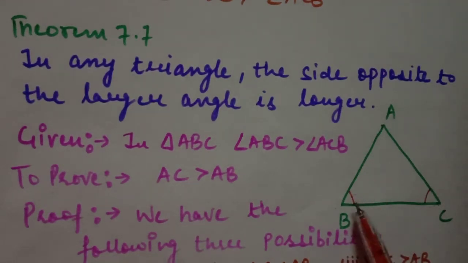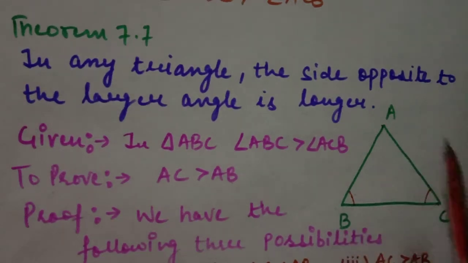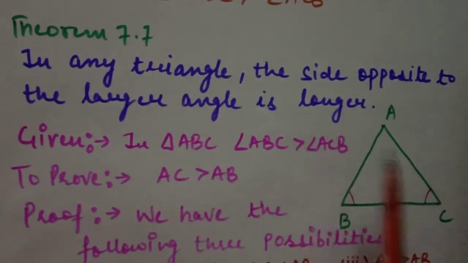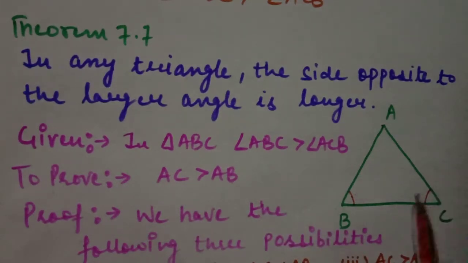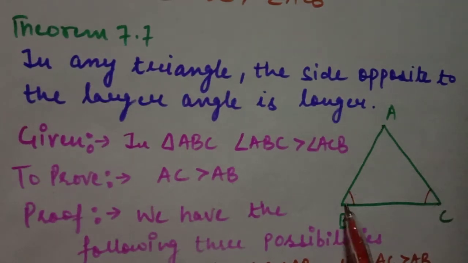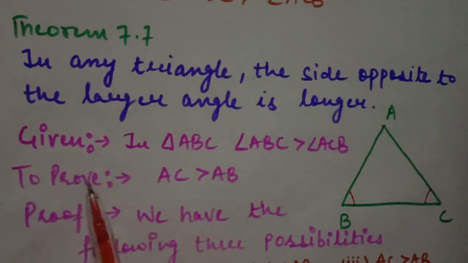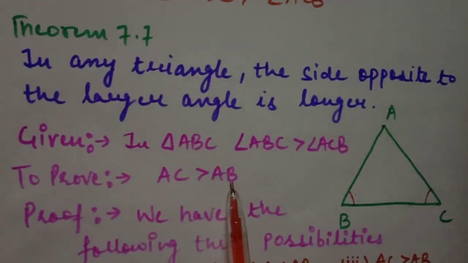So I took angle B is greater than angle C. It's my choice. You can take angle C is greater than angle B, angle A is greater than angle B, angle A is greater than angle C. It's your choice. We have to take one angle greater than the other one. So I took angle B is greater than angle C, to prove AC is greater than AB.